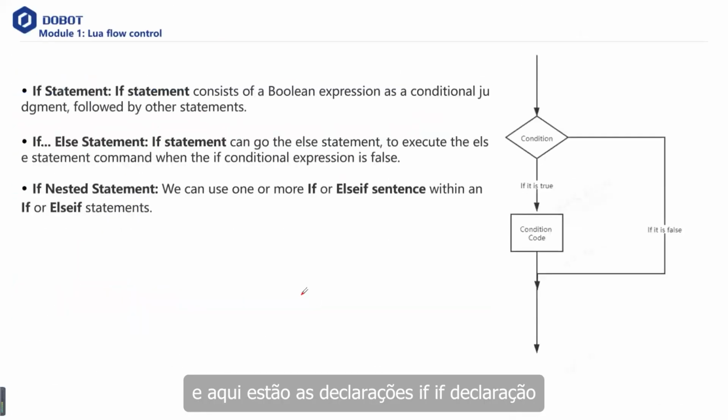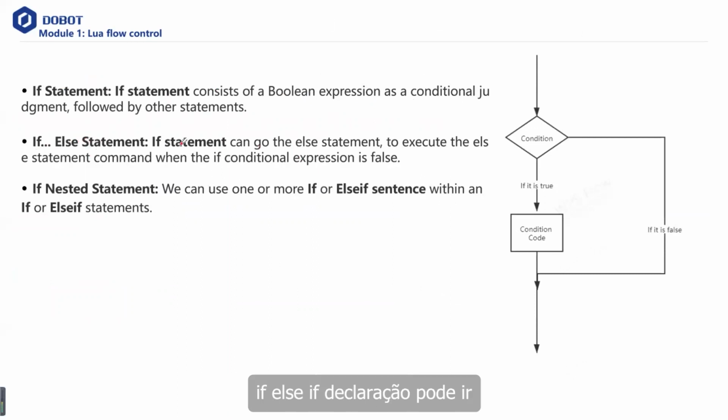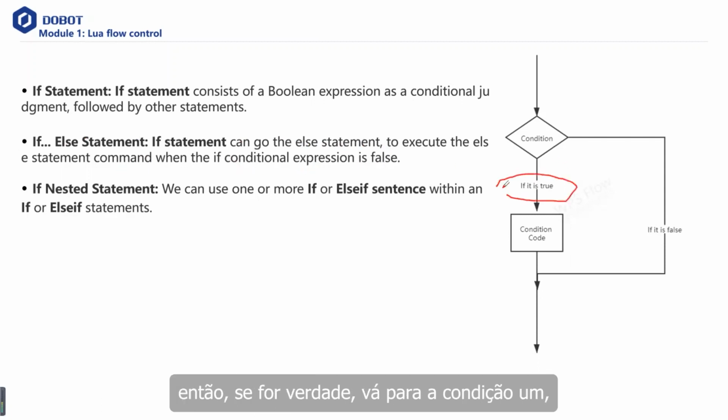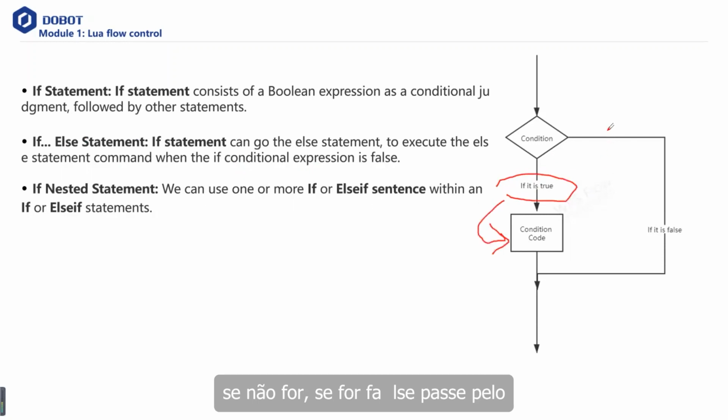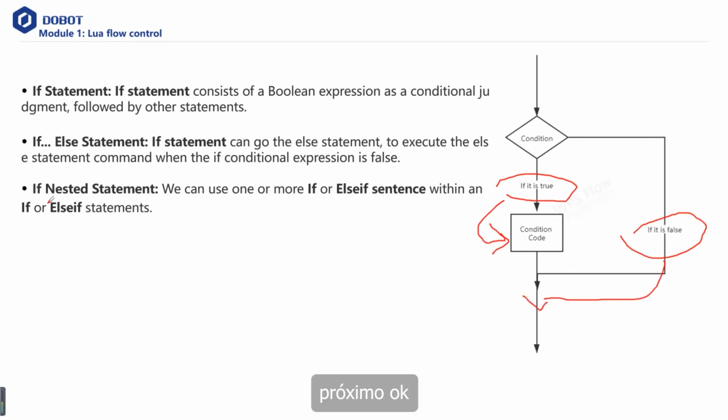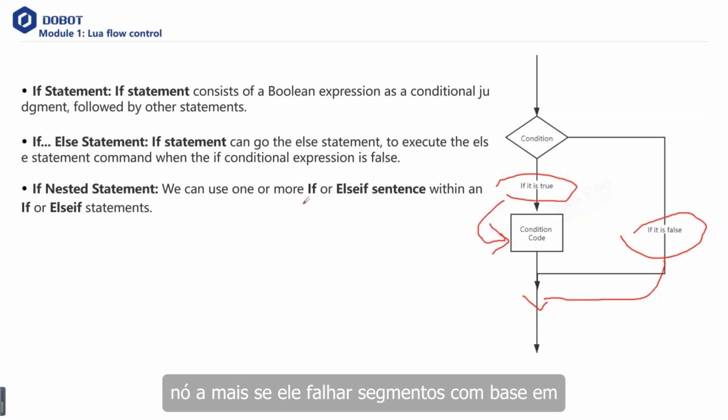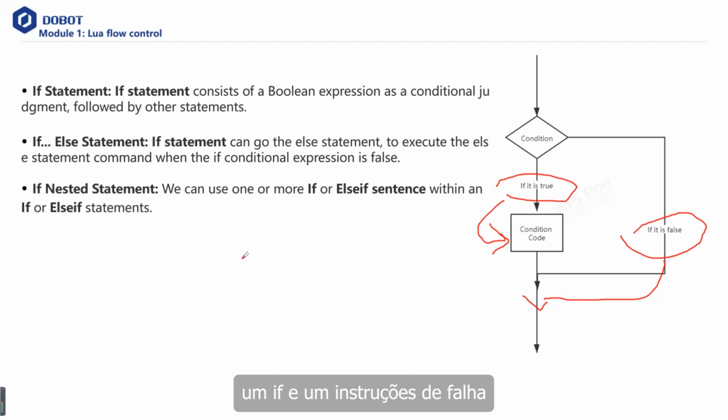And here's the if statement. An if statement consists of a Boolean expression as a conditional judgment, followed by other statements. And we also have the if-else statement. An if statement can be followed by an else statement, which executes its commands when the if condition is false. So if it's true, just go to condition 1. If it's false, go to the next one. Next, we can use one or more if-else statements nested inside an if or if-else statement.